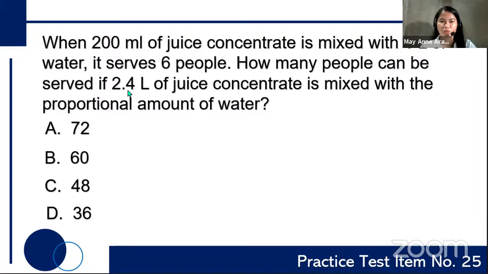Okay, first you need to know the proportional amount of water for 2.4 liters of juice concentrate. And after that, you can solve for the number of people. But take note also of the unit of measure. 200 ml is in ml, while the other unit of measure is in liters. So first convert muna. Okay, we only have one answer. How about the others? Okay, think. Sagutan na natin siya.